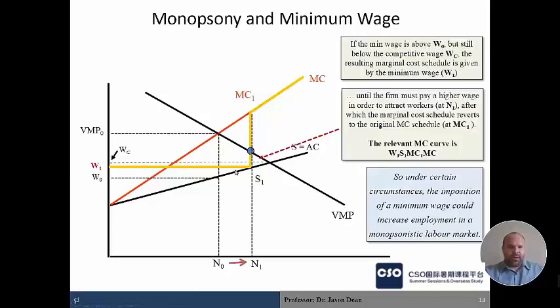So their optimum point now would be here. And so they would want to hire N1 units of labor. So under certain circumstances, a minimum wage could increase employment, but only in a monopsony market. But the minimum wage would have to be above what the monopsonist wants to do, above their profit maximizing wage, and below the competitive wage.